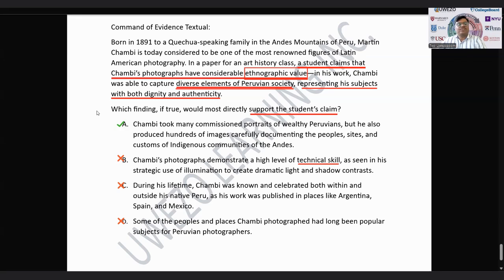For example, options B and D we eliminated because those things were not discussed in the text. Okay, and so definitely we can't provide evidence for that. We need to provide evidence for what the student claims. The student is not claiming anything about technical skills. The student is not claiming anything about subjects being popular. Option C we crossed out because although it is there in the text, it is not providing evidence. This is not what the student claims. So the right answer has to be option A here.